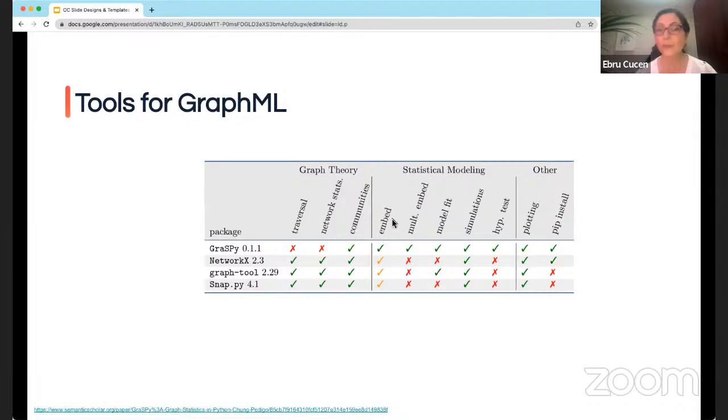Statistical models, we should be able to run embeddings, or we can run model fitting, run simulations or hypothesis testing. Not all of them support it, and plotting is the visualization. pip install is the external one. My favorite is NetworkX. I've been using it for a long time. It does support all the graph theory, to a certain degree. It does embedding, which I will show in a second. It can run what-if analysis for the simulations, and also it can do basic plotting, which is the visualizations.